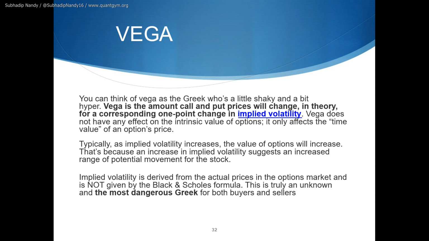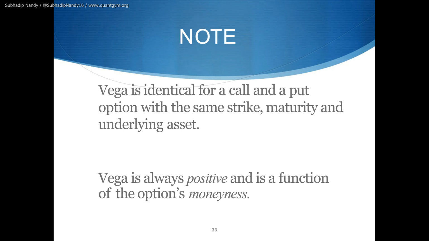Implied volatility is derived from the actual prices in the options market and is not given by the Black-Scholes formula as such. You take the actual prices, feed them to the Black-Scholes and back calculate to get the implied volatility, correct? So this is truly an unknown and the most dangerous Greek for both buyers and sellers. Vega is identical for a call and put option with the same strike, maturity and underlying asset. Vega is always positive and is a function of the option's moneyness.